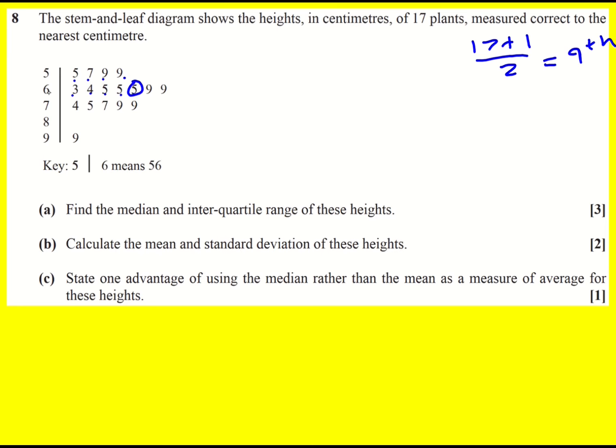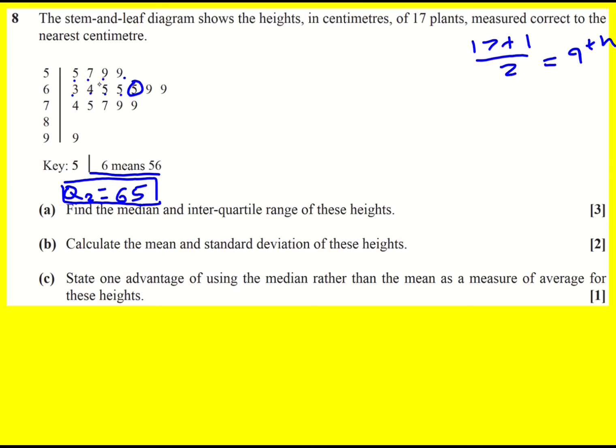Now this isn't 5, it's 65 because we're given the key down here. So the median is 65. You could write median, or I'm going to write Q2. Then for the interquartile range, the simplest way is, once we've found the median, it's just the middle, so just ignore it, and then find the median of the lower half.